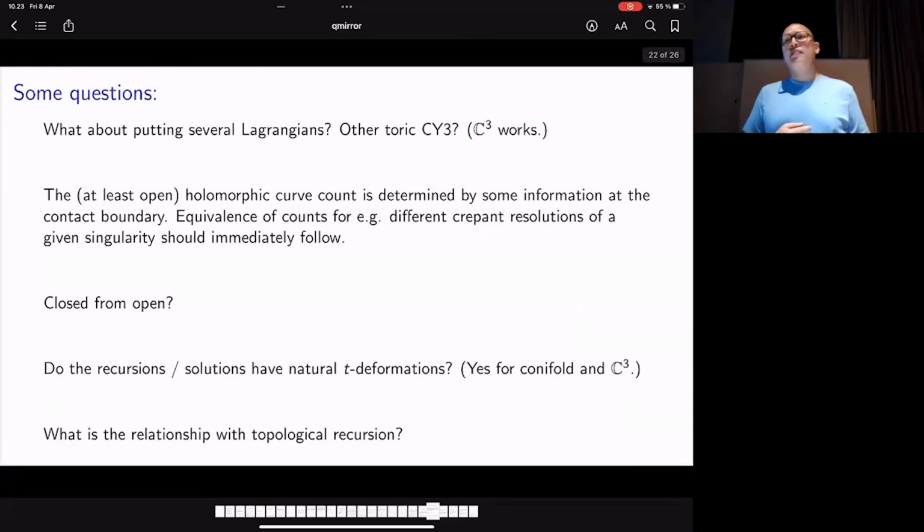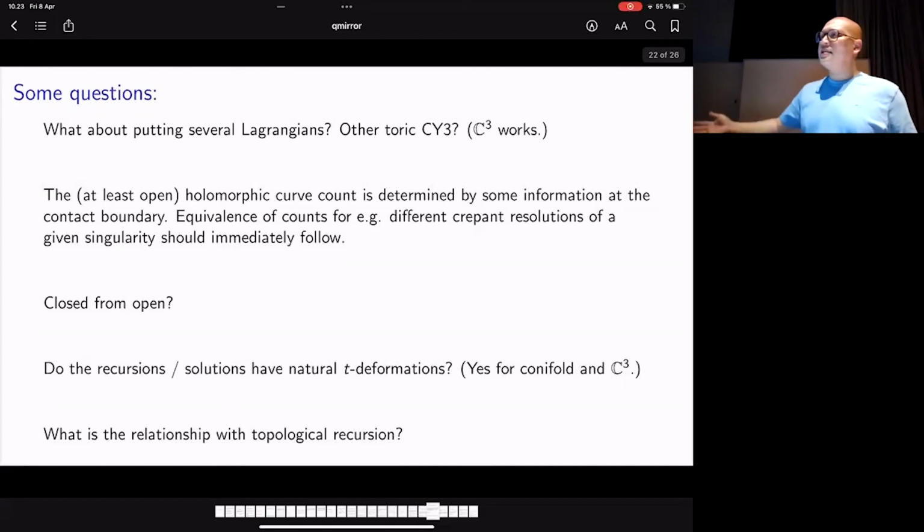And finally, in the past, when people have studied this kind of Gromov-Witten theory question, often they study it in the context of topological recursion. I don't really know what topological recursion is, but it seems natural to inquire whether the discussion here is in some way related.